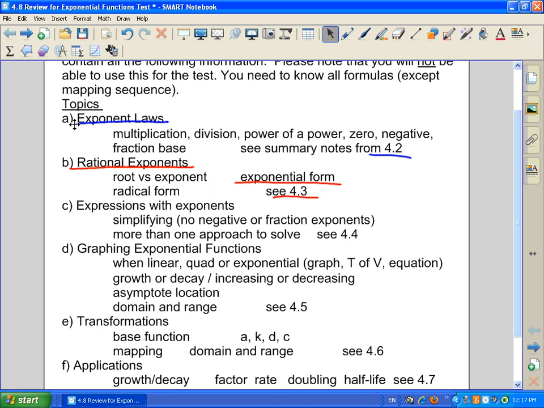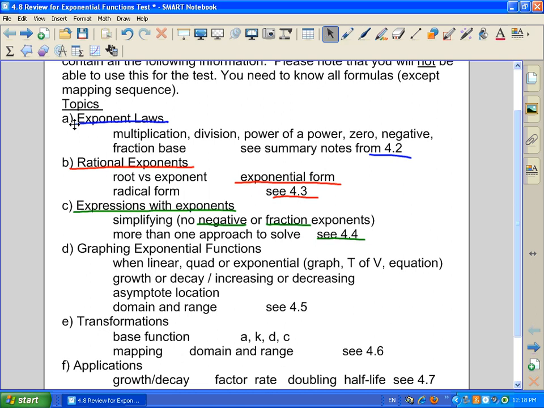Next, moving along here, ladies and gentlemen, we then took expressions with exponentials. We learned how to simplify, which means you can't have any negative or fraction exponents. And just remember, folks, there's more than one approach to solving that, and that's section 4.4.